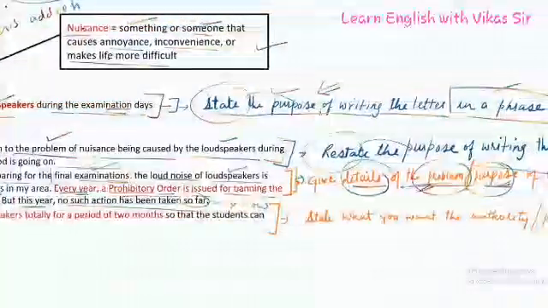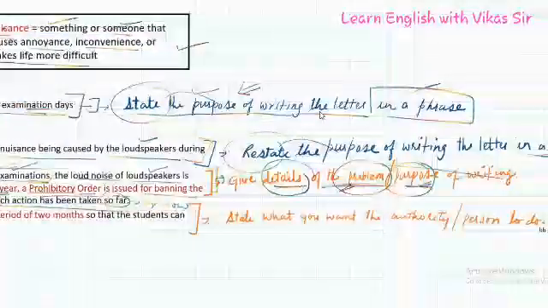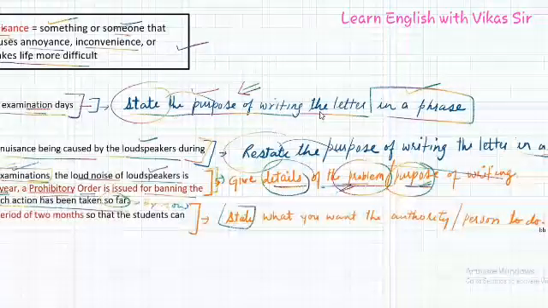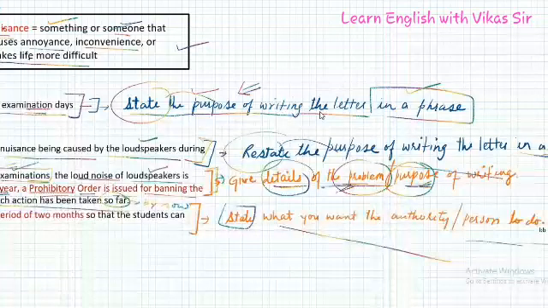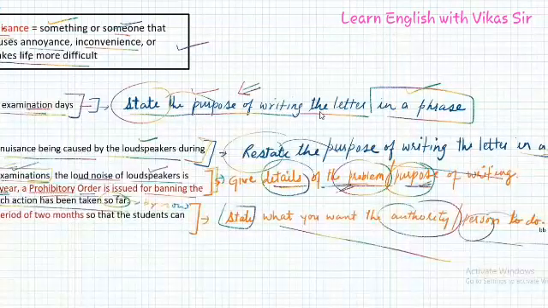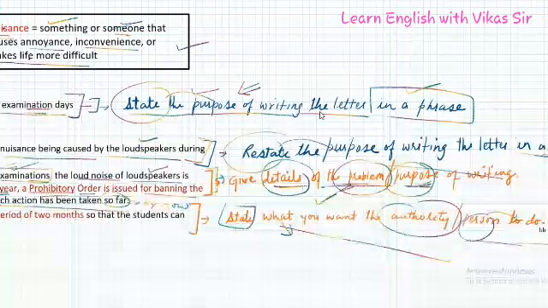Now state what you want that authority or the person to do. So what do you want the authority or the person to do? You are writing the letter to somebody, so in return you want something, that's why you want them to know about it. Once you have told about your content, now you want something in return from the authority or the person you are writing the letter to. So what is that?